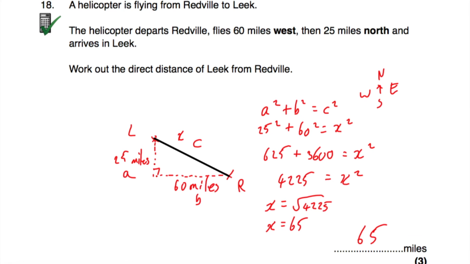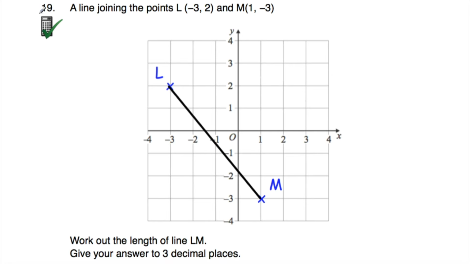Okay, let's have a look at our next question, question number 19. So question number 19 says a line joins the points L, which is (-3, 2), and M, which is (1, -3). So this line joins those 2 points, and we've been asked to work out the length of that line, LM. So we want to find the length of that line joining those 2 points, or the distance between those 2 points.